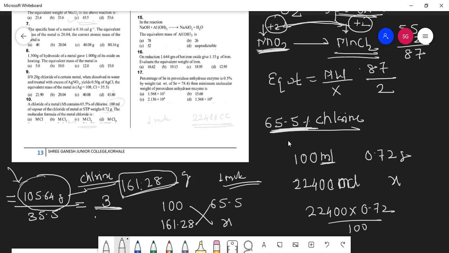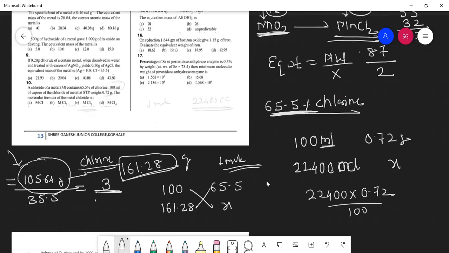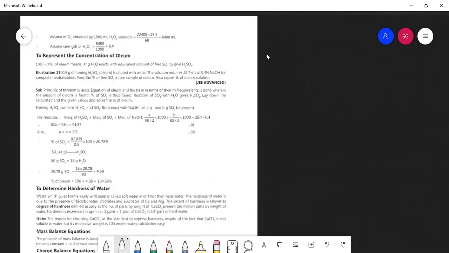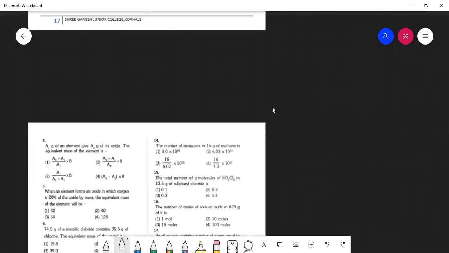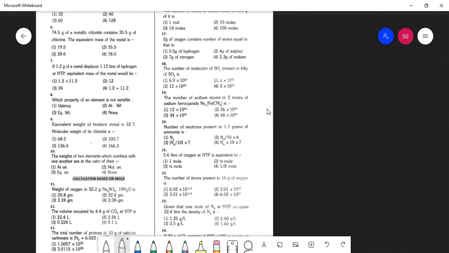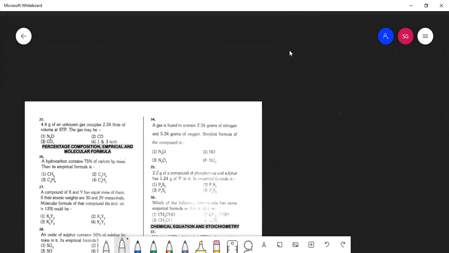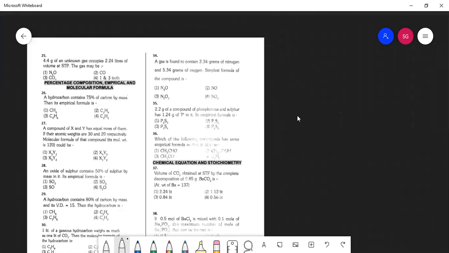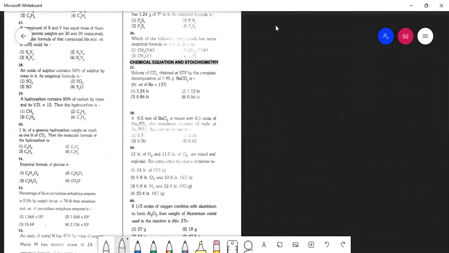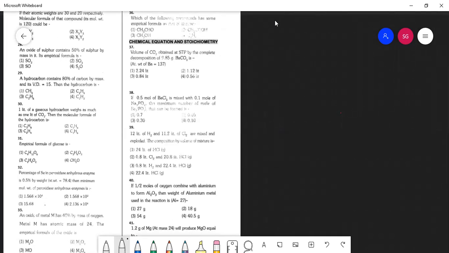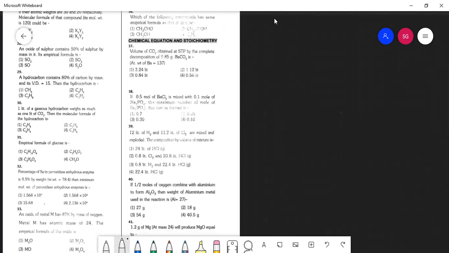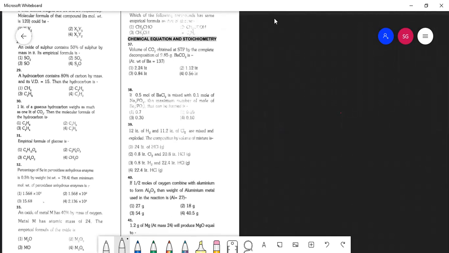So this many doubts were there of the task. After that, we solved the exercise first. I think we reached till chemical equation and stoichiometry, correct? Now, after this, you tell me which doubts you have, from question number 37 onwards, and with me only you need to solve.